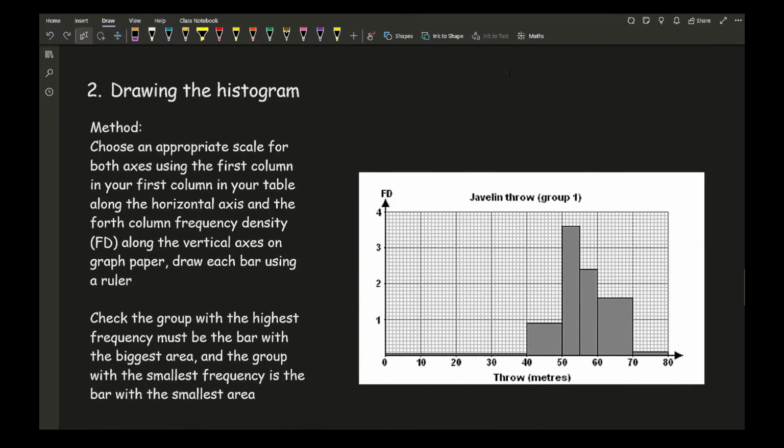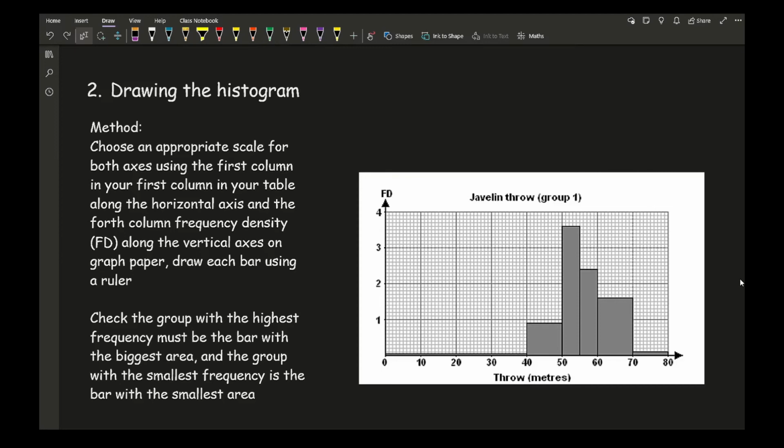That leads us nicely, as a segue, into the second step, which is actually drawing the histogram. Now, in terms of the method, as we mentioned, we need to choose an appropriate scale for both axes, using the first column of your table along the horizontal axis, and the fourth column, the frequency density column, along the vertical axis on the graph paper. Draw each bar using a ruler, and again, presentation is key. It's got to be on point. You've got to make sure you are as neat and accurate as possible.